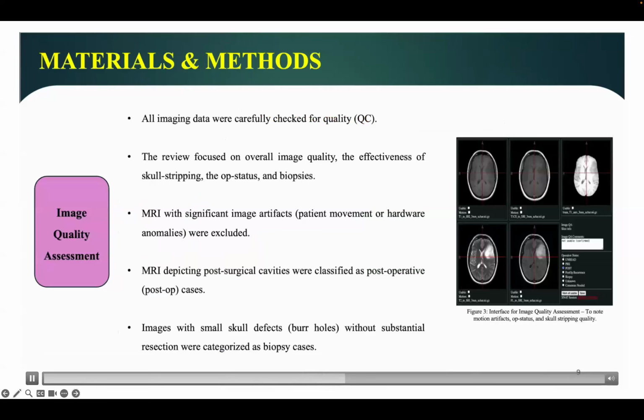For image quality assessment, all images were reviewed to ensure skull stripping effectiveness and to verify resection or biopsy status. MRI with significant motion artifact or post-surgical cases were removed. Cases with minor skull defects were labeled biopsy and kept in the dataset.